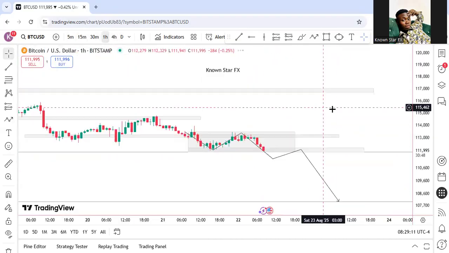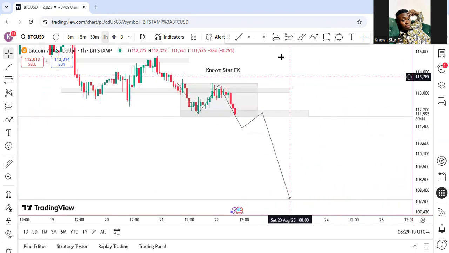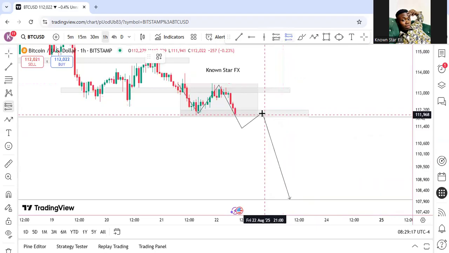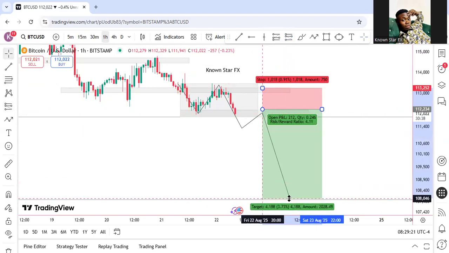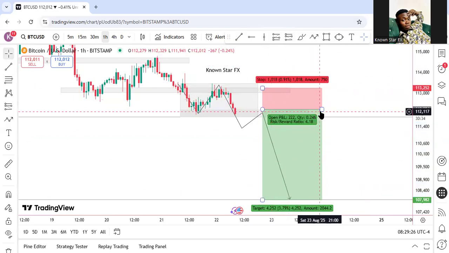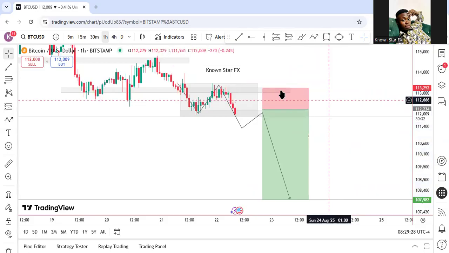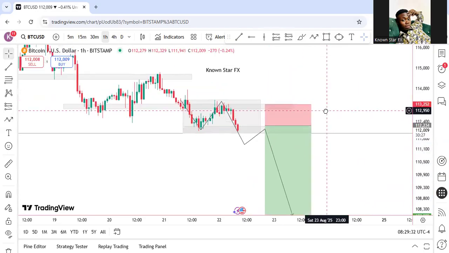And this will be giving us a 4-to-1 risk to reward, which is very, very visible. A 4-to-1 risk to reward right here.